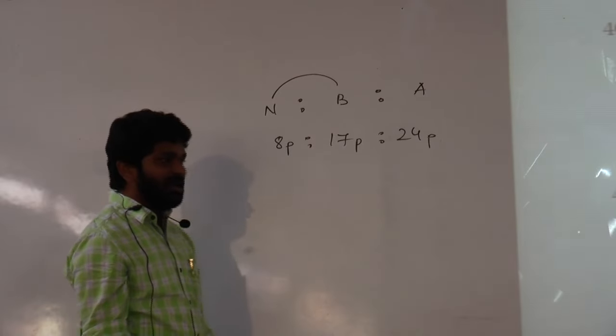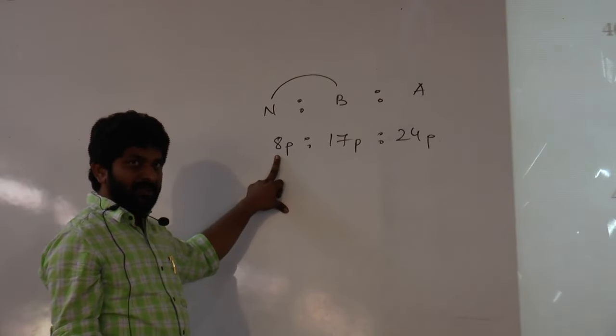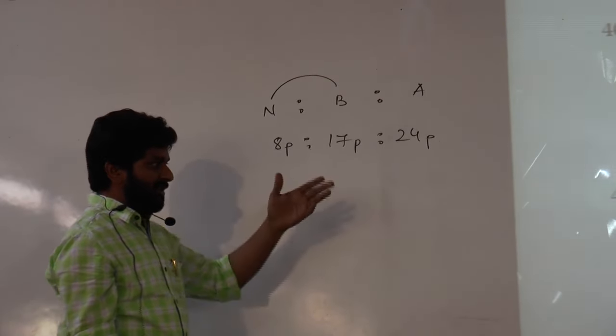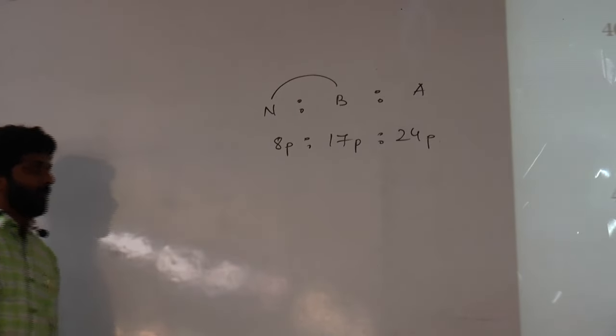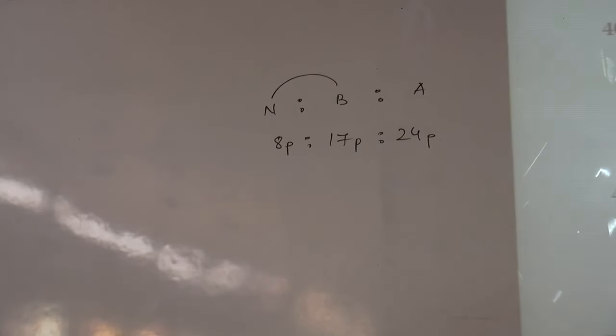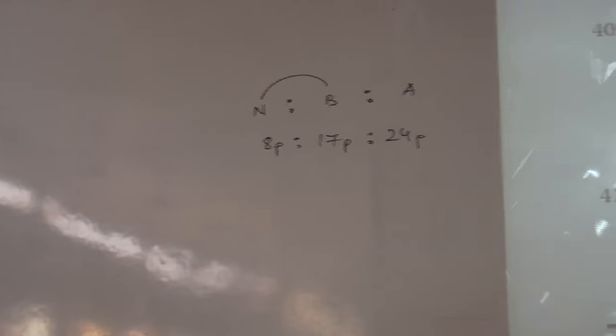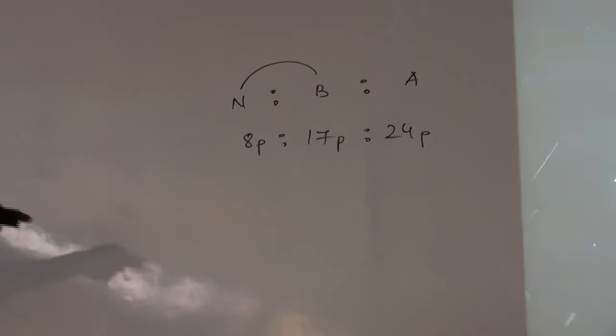You asked about Neha's age. Neha's age is 8 parts, which is 16 years. Answer 16. 9 parts is equal to 18. 8 parts is equal to how much? 16 years. So basically for this question, your answer should be an 8 multiple.